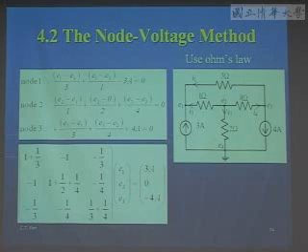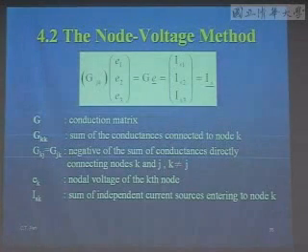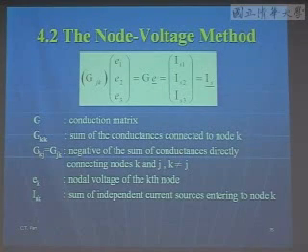In fact, you don't need to go through step 1, step 2, step 3. You can just write down the answer directly. How? Okay, how to do that? See, the matrix can be obtained by inspection.